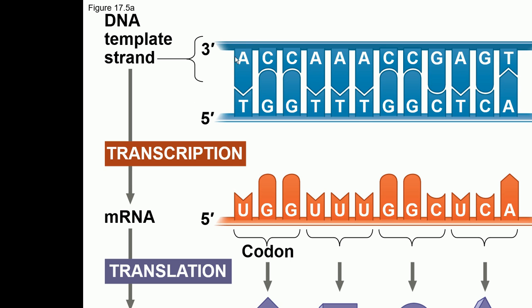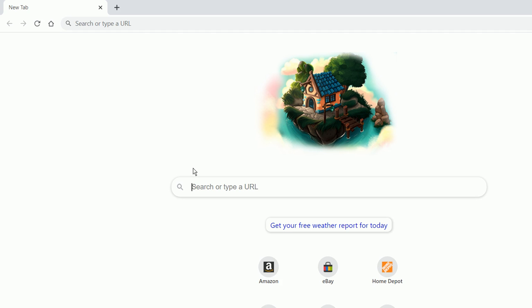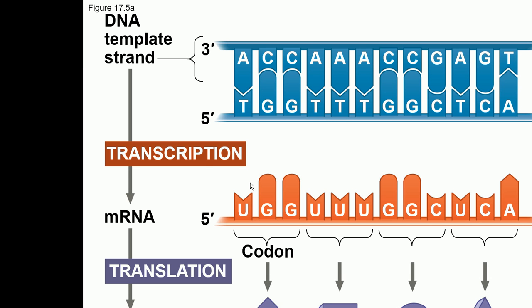After transcription is translation. In the translation step, three ribonucleotides form one codon. So a very important thing to know: three ribonucleotides form one codon. Always remember, codons are always on mRNA. So UGG, this is one codon. UUU, this is another codon. GGC is the third codon. UCA is the fourth codon.